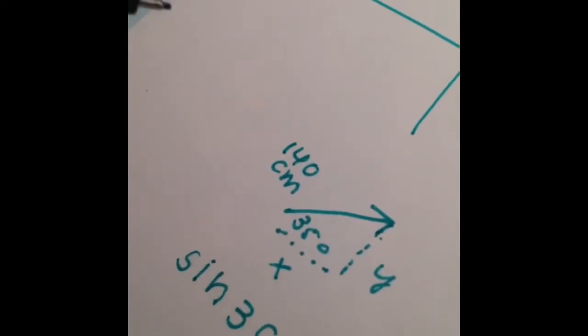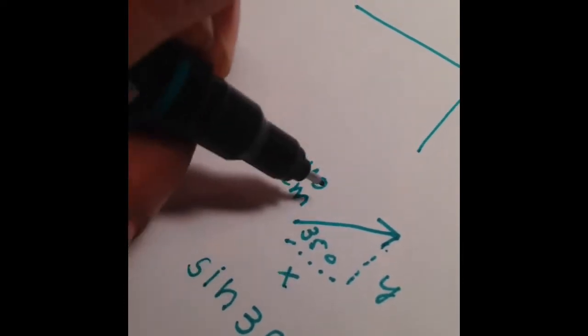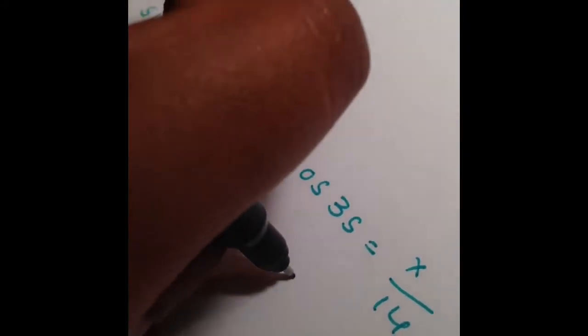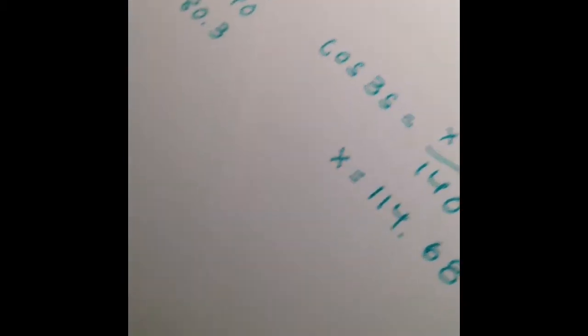And then if you do the same thing, but you're solving for x, we're going to use cosine, so you do adjacent over hypotenuse. So cosine of 35 is equal to x over 140, and if you plug that into your calculator, you'll find that x equals 114.68, or some rounded version of that.